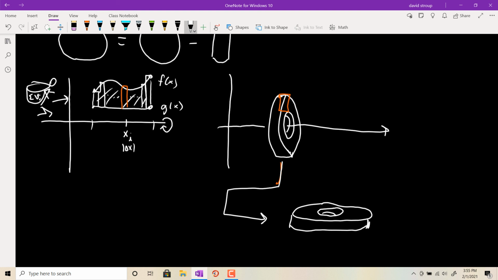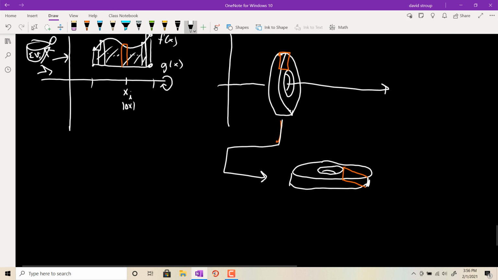Right. There's the red rectangle sitting inside of it. And okay, so the volume of this thing now will be the difference of two volumes, right? So it's kind of the volume of the big cylinder. It's the donut hole problem again, right?